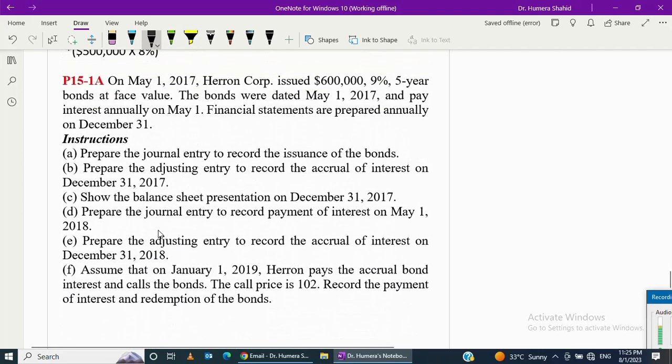Let's move on to the problem exercise, which is 15-1. On May 1st, 2017, Heron Corporation issued $600,000 9% 5 years bond at face value. The bonds were dated May 1st, 2017 and pay interest annually on May 1st. Financial statements are prepared annually on December 31st. This is the point. Because in all the questions which we did till now, the bonds were issued at January 1st. But now we are issuing the bonds in the second quarter of the year.